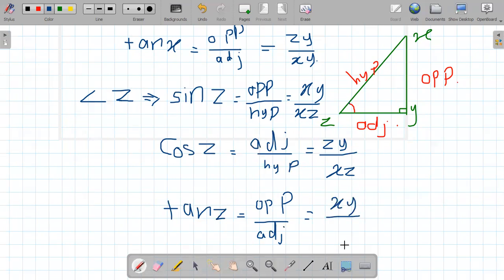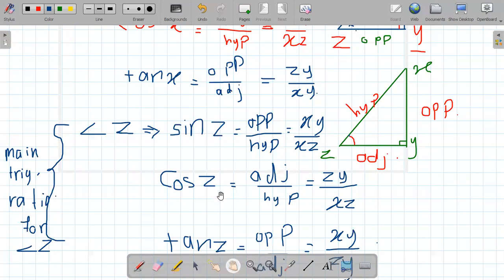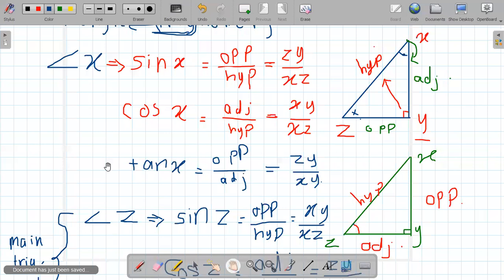Excellent. Now here, these three ratios are called the main trigonometrical ratios. These three ratios only are called the main trigonometrical ratios for the angle Z.